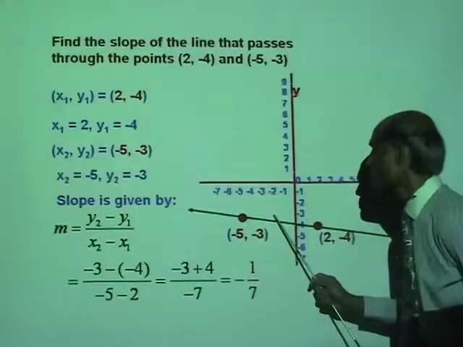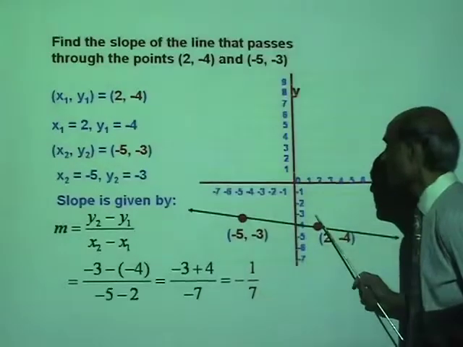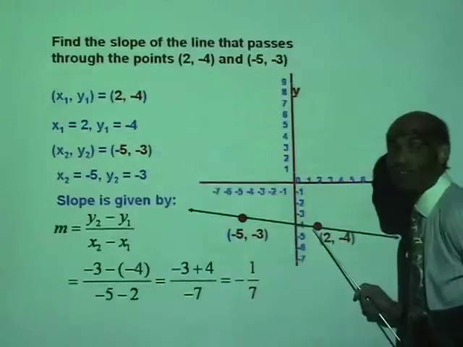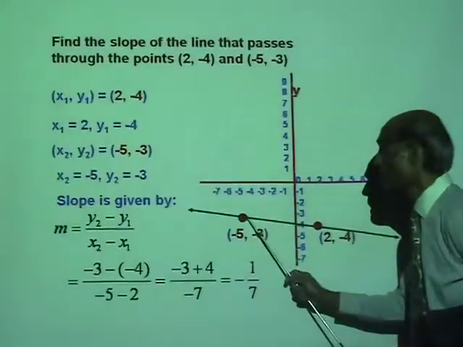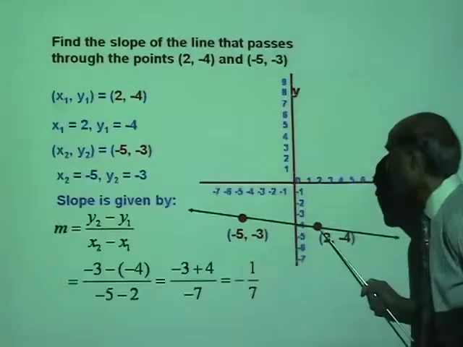1, 2, 3, 4, 5, 6, 7. Then you fall 1 unit. You are on the graph. That is the meaning. For every 7 units you walk, you fall by 1 unit.